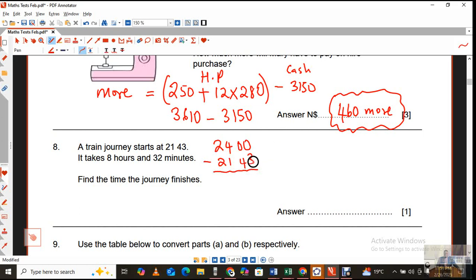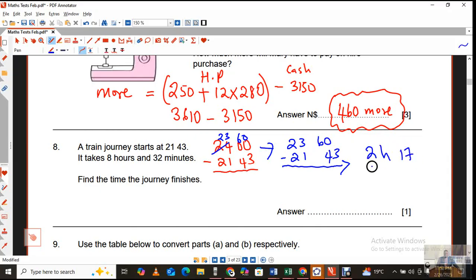Obviously, you cannot subtract 43 minutes from no minutes. So you go and borrow an hour. If I borrow an hour here, I'll be essentially left with 23 and 60. So the new thing becomes 2360 minus 2143. Now it's possible to subtract 43 minutes from 60. So that should be 17. So it is 17 minutes, and if you subtract 23 minus 21, that's 2 hours and 17 minutes.